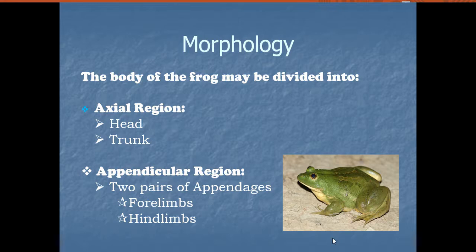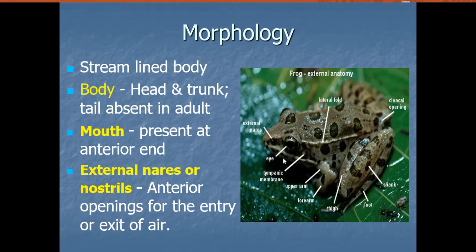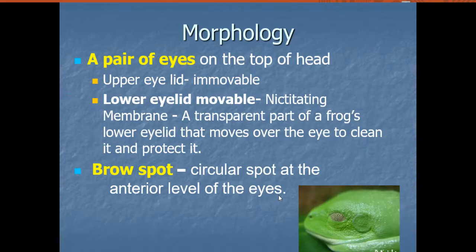The body of the frog is divided into two parts, that is the axial region and the appendicular region. In the axial region you can see the head and trunk, and the appendicular region is formed of two pairs of appendages, that is the forelimbs and the hind limbs. Then, of course, it is a streamlined body. You can see the mouth at the tip of the anterior end, and just behind the mouth you can see the external nares or nostrils. These are anterior openings for the entry or exit of air.